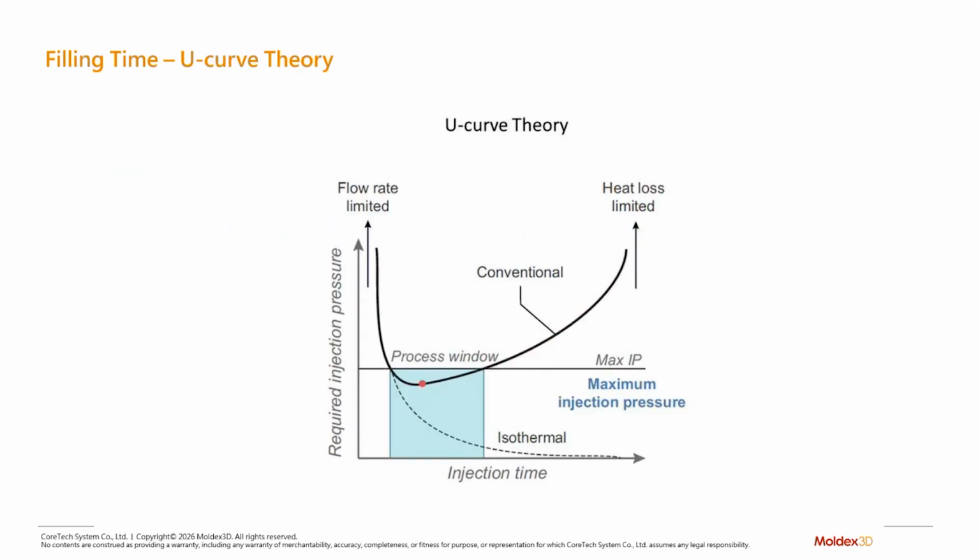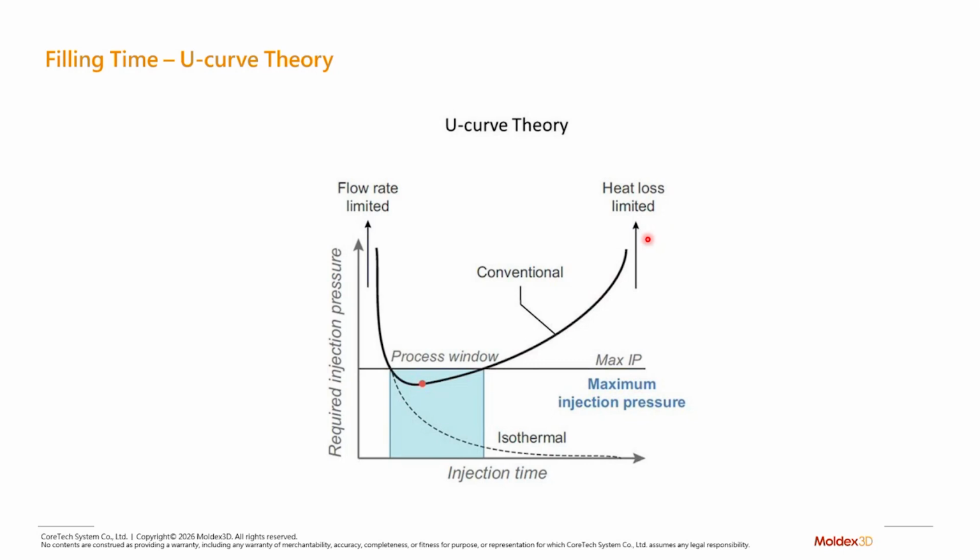The first concept that we should understand is the U-curve. So here we have an XY plot with the injection time on the x-axis and the required injection pressure on the y-axis. Here we can see that on one side, if the filling is too fast or the injection time is too low, on the left side of this curve, the shear heating is going to go up and the injection pressure is going to rise. On the other side, if filling is too slow, the material is going to lose too much heat to the mold. This is going to lead viscosity to increase and the pressure to rise again.